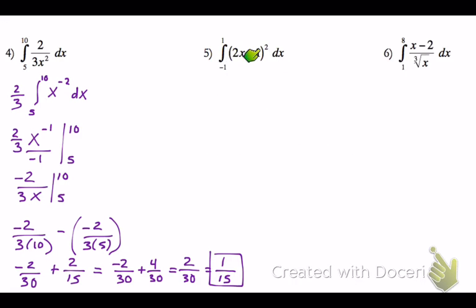So I'm going to let you guys try this one on your own. Multiply out 2x minus 1 squared, and then take the integral of it and use the fundamental theorem of calculus to get an answer.